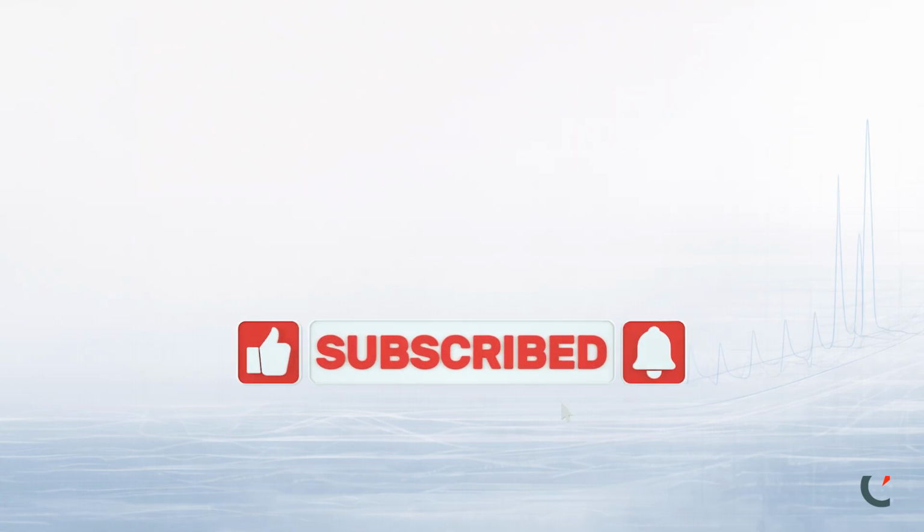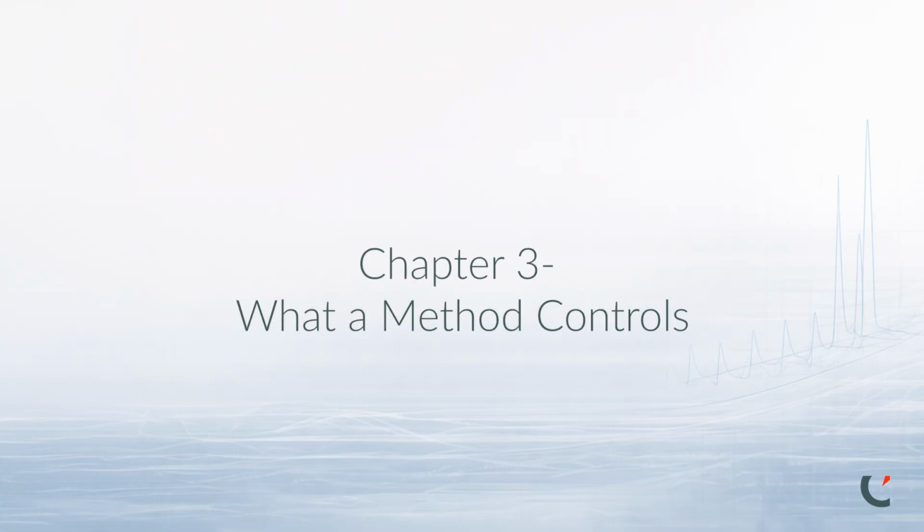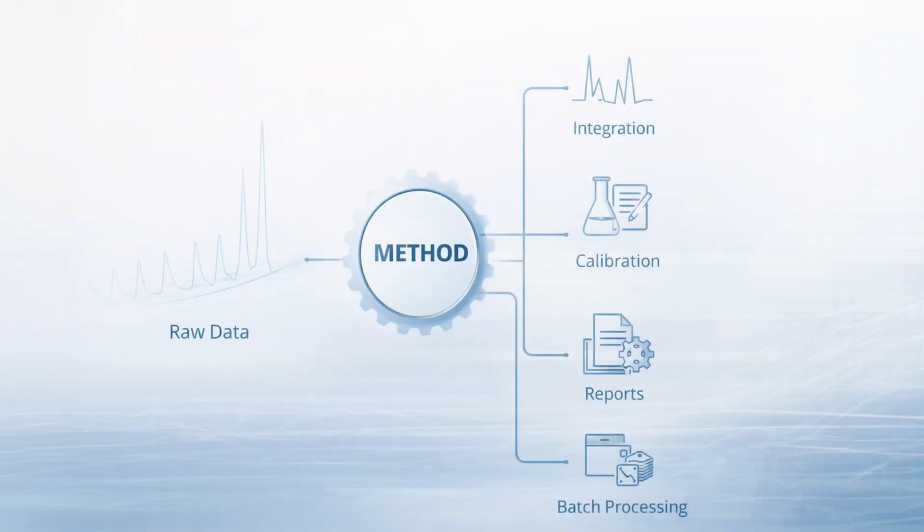This is Chapter 3, where we're going to discover what a method really controls inside Chromperfect, and just as importantly, what it does not control. A method file is used to process data. This can happen during live acquisition or later during batch reprocessing of existing data files.